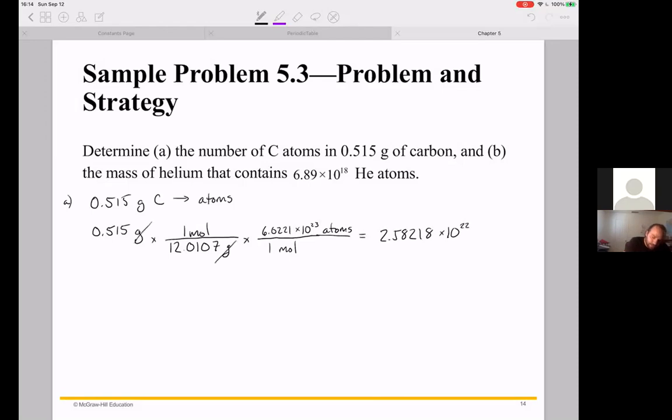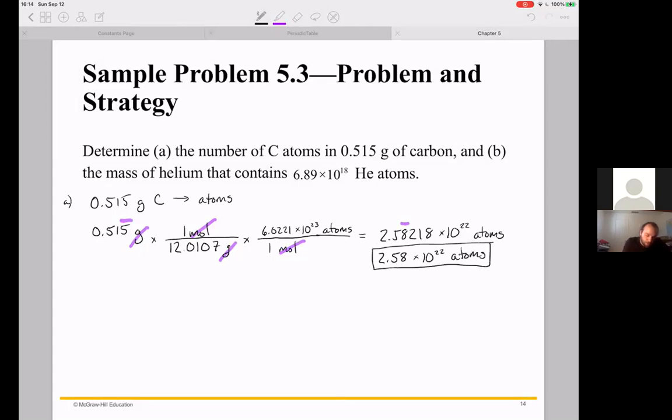Go through, use a different color actually. Grams will cancel. Now moles will cancel, and I'm left with atoms. And then the last step, finding the correct number of sig figs. I have 3, right? I don't count that leading 0. So I have 3 in my initial measurement. I have more in each of these subsequent numbers, more in the molar mass and more in the Avogadro's number. So that means my final answer will be 2.58 times 10 to the 22nd atoms.